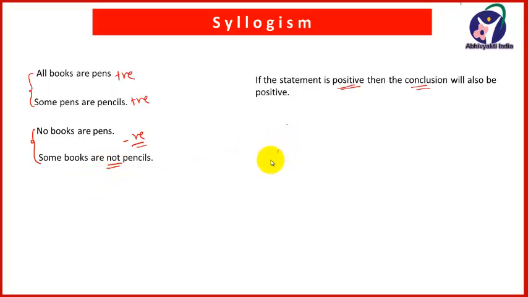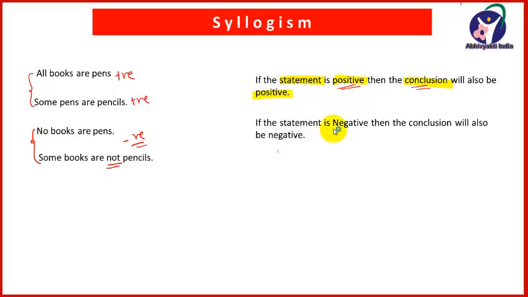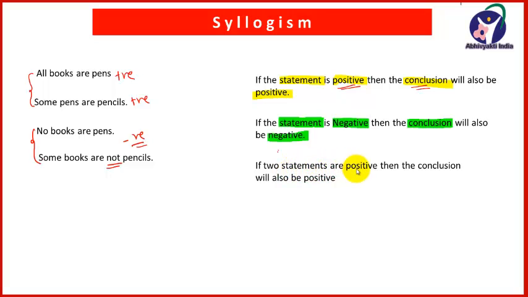So remember, if the statement is positive, the conclusion will also be positive. The second rule is that if the statement is negative, then the conclusion will also be negative. So remember, if the statement is negative, then the conclusion drawn from that statement will also be negative. Then the third is that if two statements are positive, then the conclusion will also be positive.